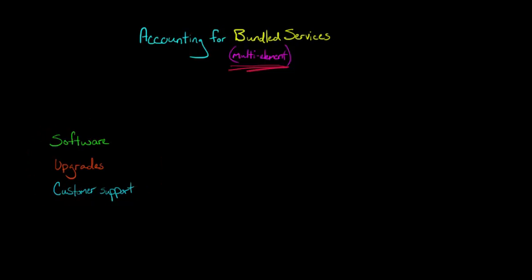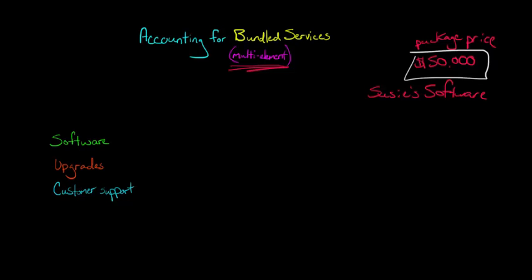Let's say in our example there's Suzy Software Company, and they sell these elements for a package deal of $50,000. So that's the package price. Now the question is, how is Suzy Software going to recognize this $50,000? Do they recognize it all immediately, or what percent deals with upgrades, what has to do with customer support, etc.?